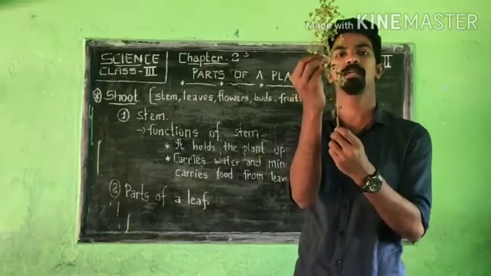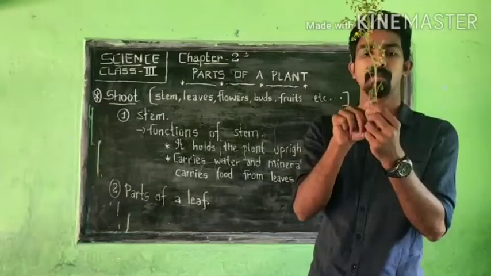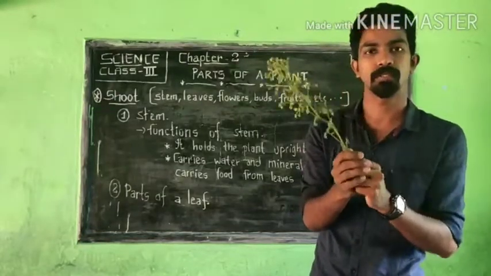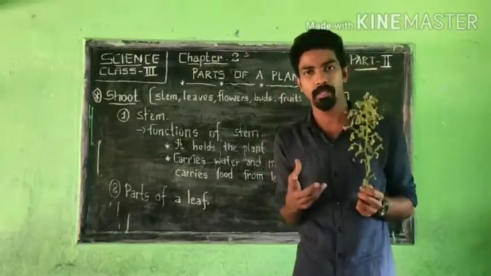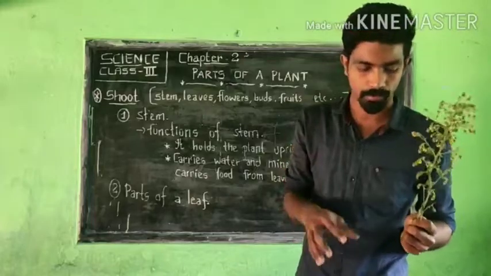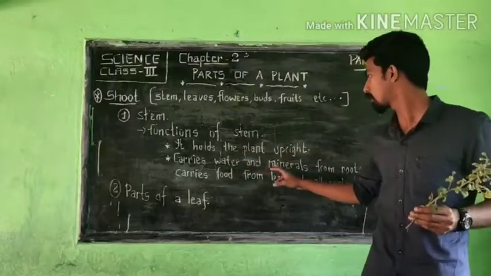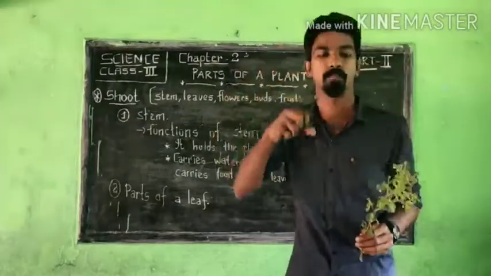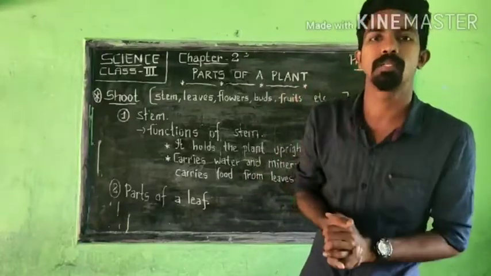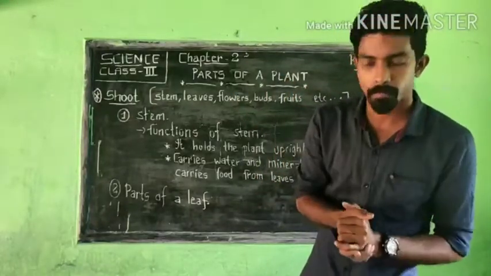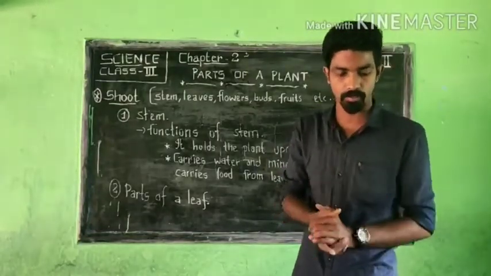Okay, if this plant prepares food in the leaves, that food will be taken by the stem and stored in the different parts of the plant. That is given by the red arrow marker. The blue arrow mark shows the second function, that the stem carries water and minerals from the roots. How the stem takes water and minerals from the roots and how they reach different parts of the plant, the leaf, etc. Just read that one. It is very easy to understand.